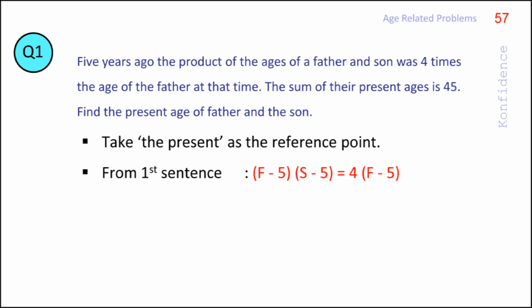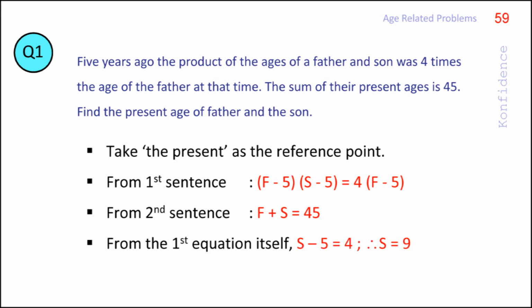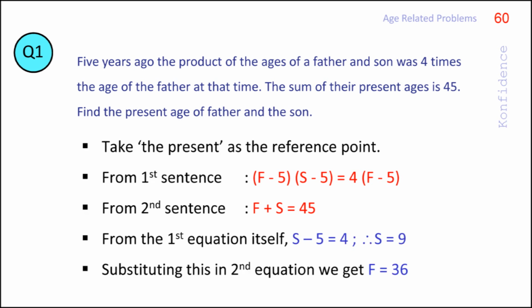Now the first sentence gives the equation (F - 5)(S - 5) = 4(F - 5). From the second sentence, we get the second equation as F + S = 45. Before solving the two equations, from the first one itself, by cancelling the (F - 5) on both sides, we can say S - 5 = 4, thus S = 9. Substituting this in the second equation, we get F = 36. See how simple the solution turns out to be?